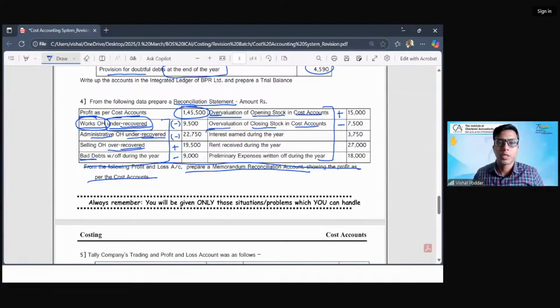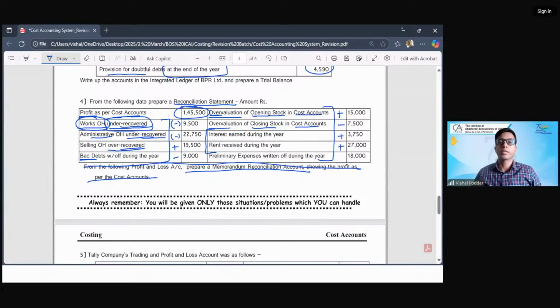Next, interest earned, rent received. Both these are incomes. These incomes appear only in financial books. They do not appear in cost books. Costs do not consider these items. Now, because of this interest received and rent received, what has happened? My financial profit is appearing as higher. My starting point is the cost sheet. I have to climb upwards.